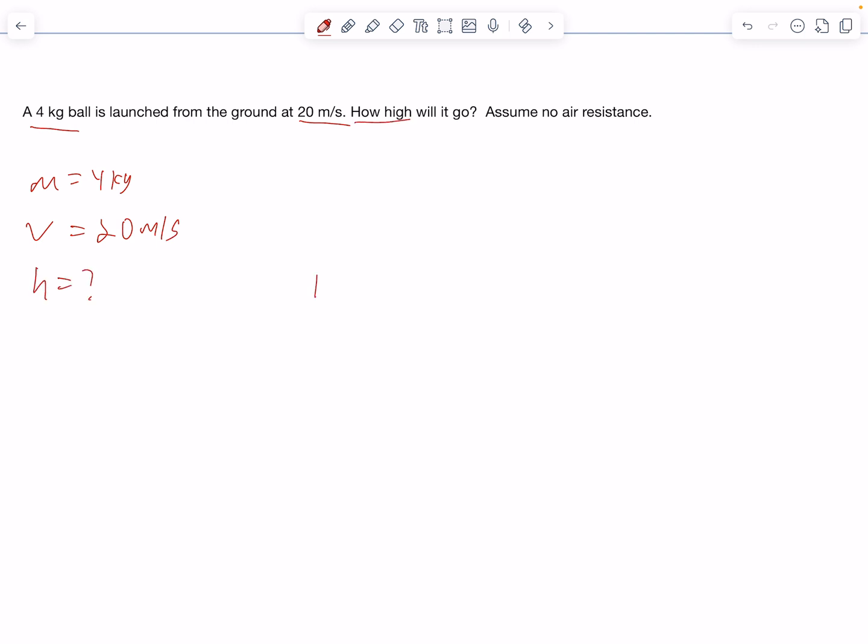All right, so let's draw our picture. Here's the ground. We're launching it at 20 meters per second. It has a mass of 4 kilograms, and it's going to go to this height, and we don't know how high. So I'm going to do the same thing. I'm going to compare the energy between 2 points. I'm going to make my own equation because I don't see an equation that I can use, and I see that I'm comparing this point and this point. It doesn't matter which one I call 1 and which one I call 2. I'm going to call this one 1 and this one 2 just because we're starting at the bottom.